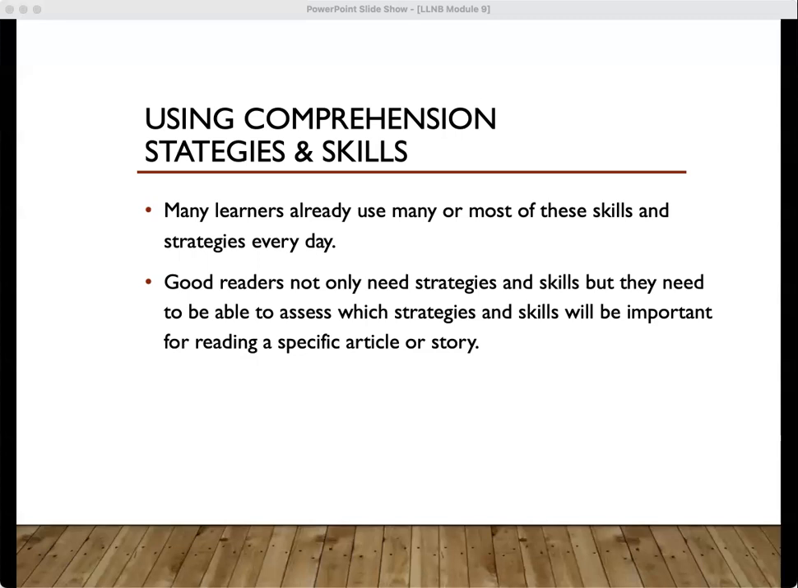That just shows that we are always using our experience to make sense of the world around us, to make guesses, to infer. And while we've tried to provide a good list of strategies and skills, it's not comprehensive. There may be more strategies or skills that could be used. But strong readers don't just need to know all of the strategies and skills. They need to be able to assess which ones to use when reading a specific article or story. Before we move on, we have provided on the resource page a handout called Reading Comprehension, which outlines all of the strategies and skills we just talked about.